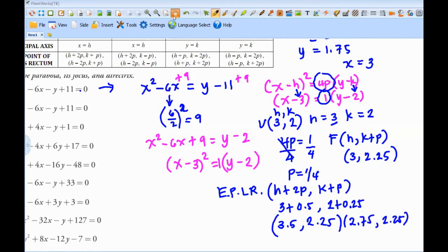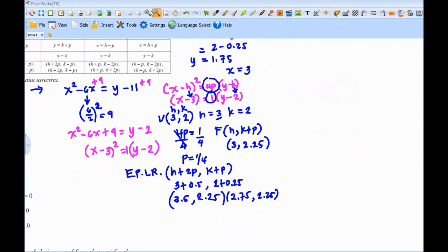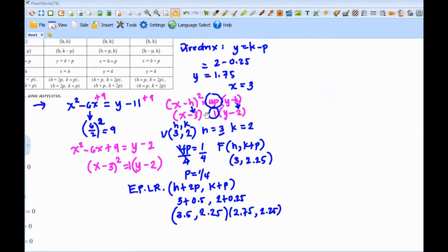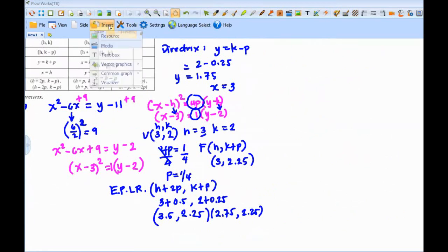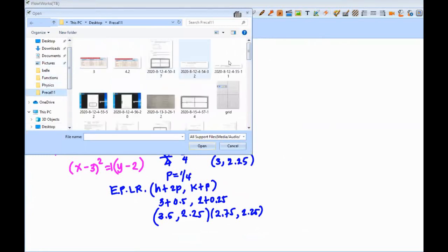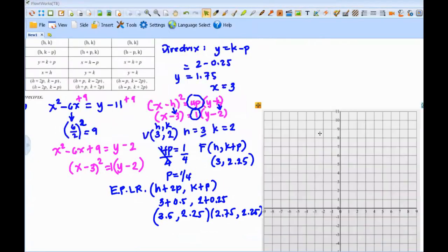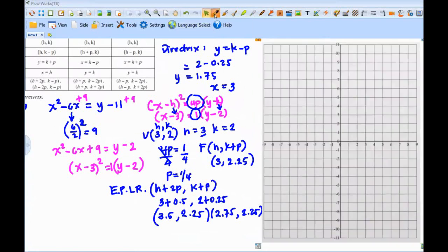Then we have to graph it now. This is the same process. As long as you know the cases, then it's easier for you to solve it. So let's try to graph now. We have the vertex at h, k, which is 3, 2. 3 and 2.